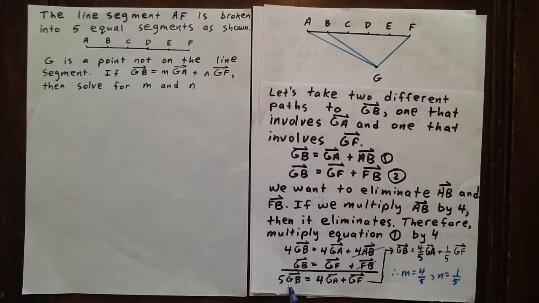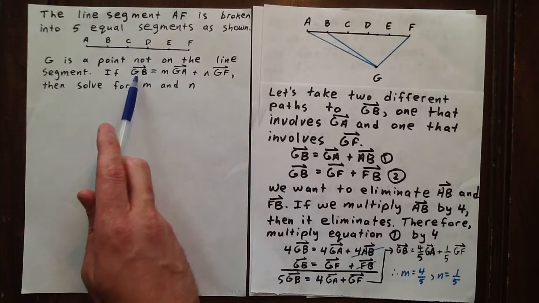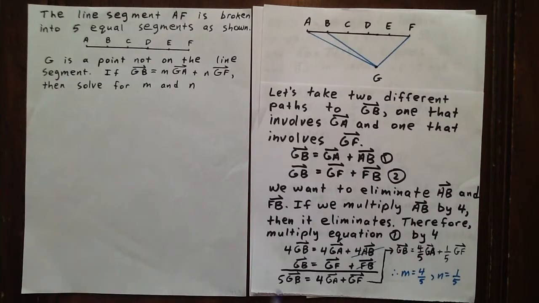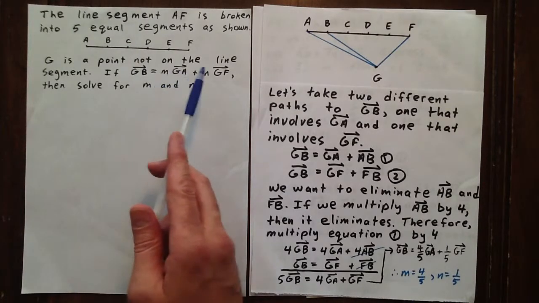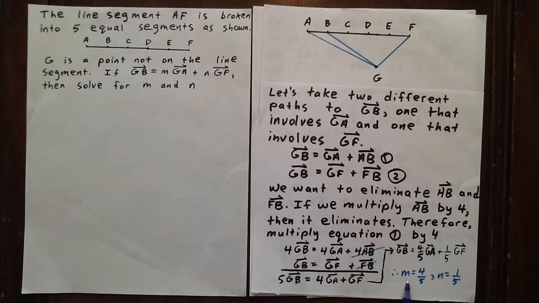Well, we simply have to divide the left-hand side by 5 because we were asked to come up with an expression involving GB, not 5GB. So multiplying both sides of this by 1/5 gives us GB equaling 4/5 GA, 4 times a fifth, plus 1/5 GF, 1 times a fifth. So to answer our original question, what do M and N equal? M equals 4/5 and N equals 1/5.